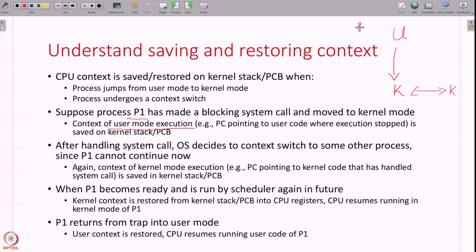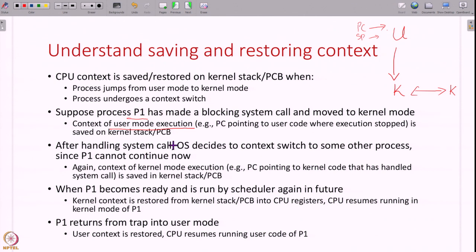Your program counter is pointing to some user code, your stack pointer is pointing to the user stack, and registers have some user data, right? This was the state of the CPU, and that context has been saved when you jumped into kernel mode. That was the context saved during a trap.